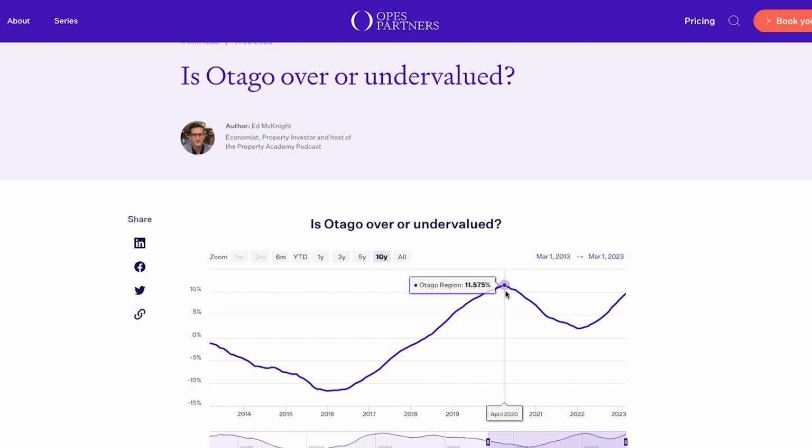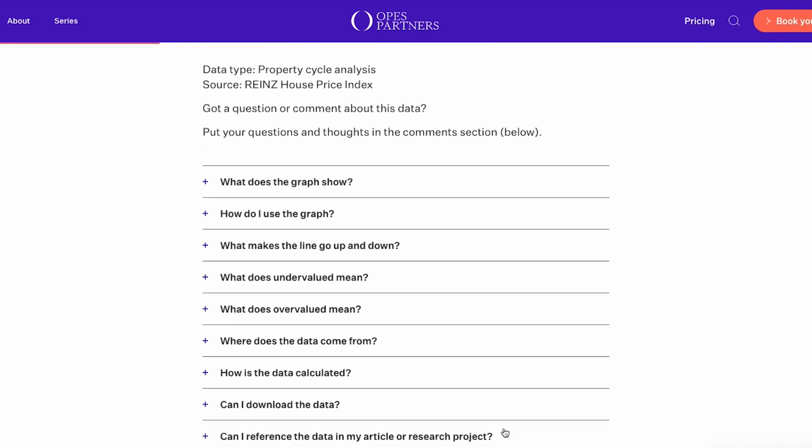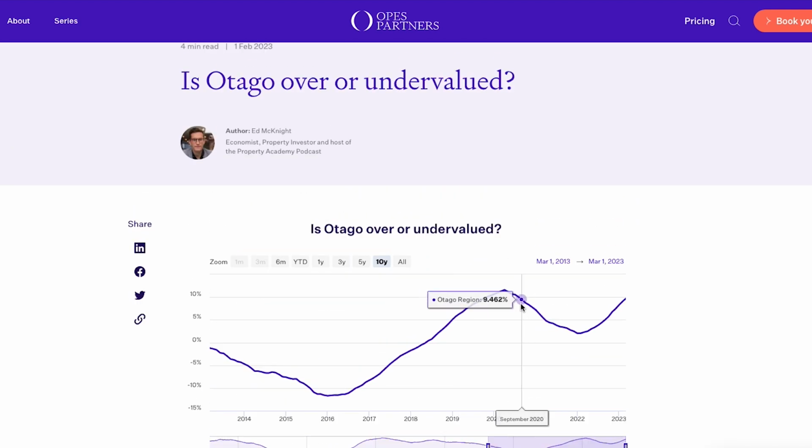So in terms of Otago as a whole region, now, of course, that includes Central Otago with Cromwell, Queenstown, and then also Dunedin. I'll show you Dunedin in a second because that's where the Highlanders are based. At the peak, we were seeing that Otago was overvalued by about 12% by our numbers. And by the way, if you want to know how this is all calculated, the methodology is on every single page where this graph shows.